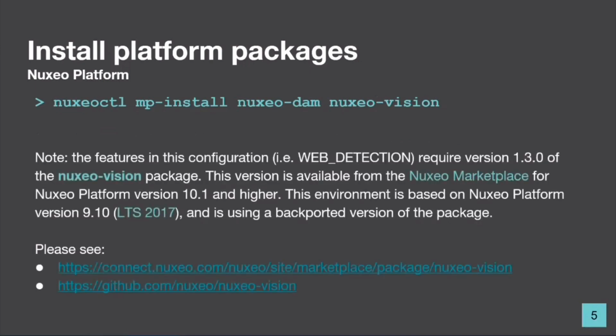Now, a small note, this latest feature for Google Vision, the web detection, is built into version 1.3 of the Nuxeo Vision package, which is available for Nuxeo platform version 10 and higher. I'm actually using the previous long-term support release version 2017, so I'm using a back-ported version of that package, and you can find some more information at the links below.